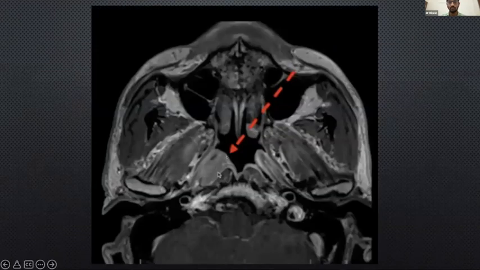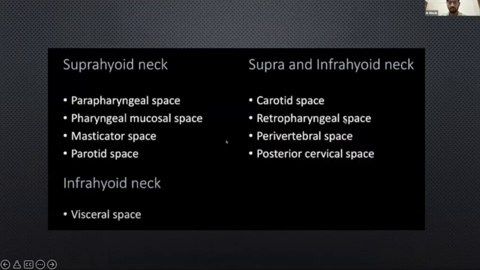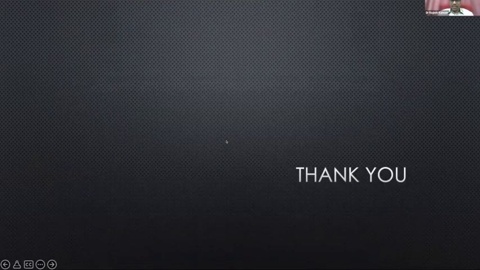And this is one of the pictures of the fossa of Rosenmuller, like in a case of nasopharyngeal CA. This is in brief about the neck spaces. Yeah, thank you, sir.